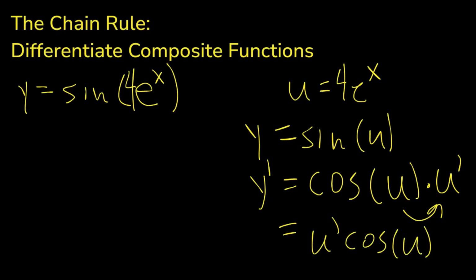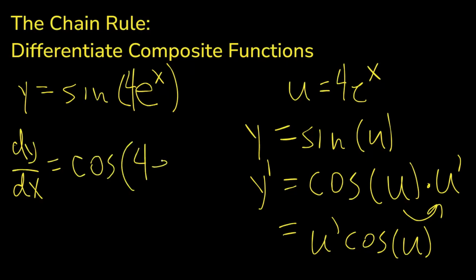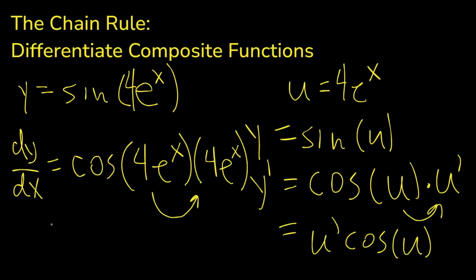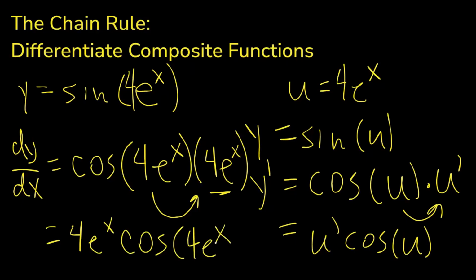Now with that, you can apply this to all 6 trig functions, and it's going to be u prime times the derivative of whatever the outside trig function is. Here, I'm going to use dy dx. The outside is sine, so its derivative is cosine of 4e to the x times the derivative of the inside. So the 4e to the x, the derivative is just 4e to the x. Cleaning this up a little bit, this 4e to the x can come out front, and you would write it as 4e to the x cosine of 4e to the x.